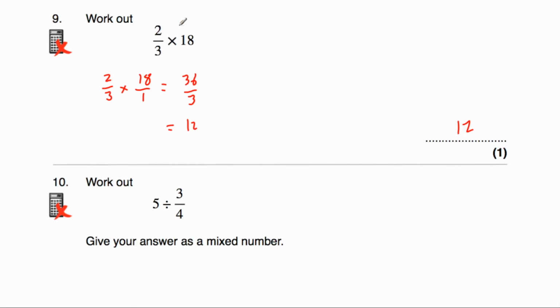Another way to approach this question is, rather than doing 2/3 times 18, is to do 2/3 of 18. So work out 2/3 of 18. And that will give us the same answer. Because if we take our 18, remember, to work out a fraction of an amount, we divide by the bottom and times by the top. So we'll take our 18, we'll divide it by 3 is equal to 6. And then we'll take our 6 and multiply by the numerator, which is equal to 2. 6 times 2 is equal to 12. So 2/3 of 18 is 12. So in this question, you could have used either approach.